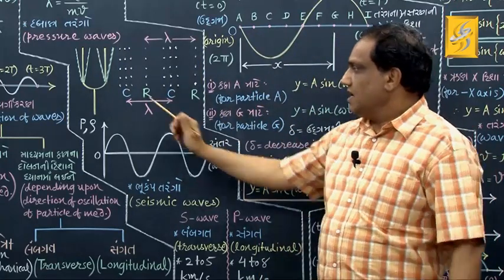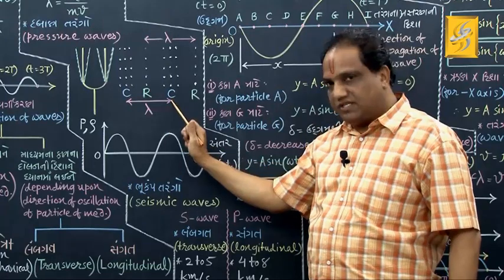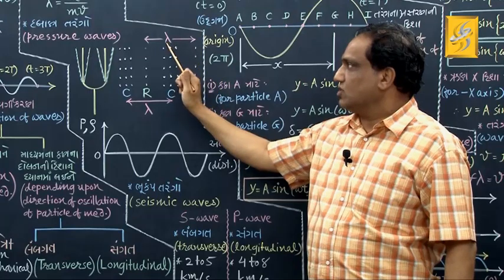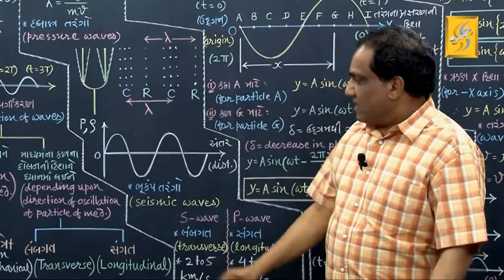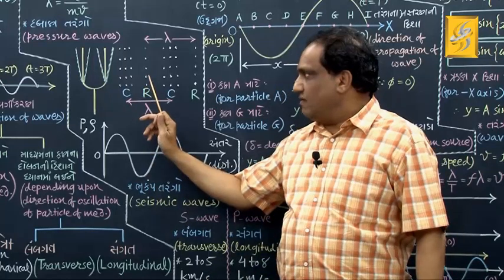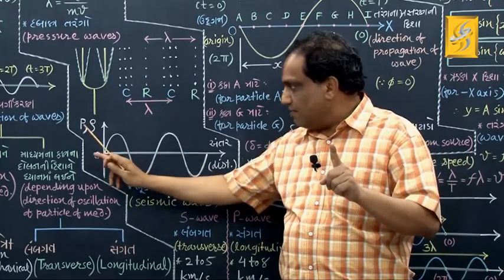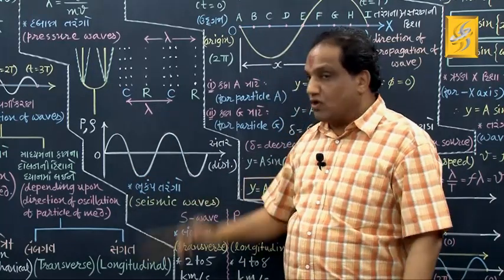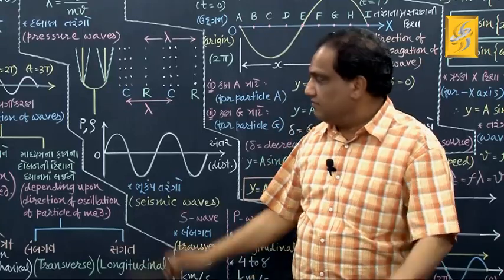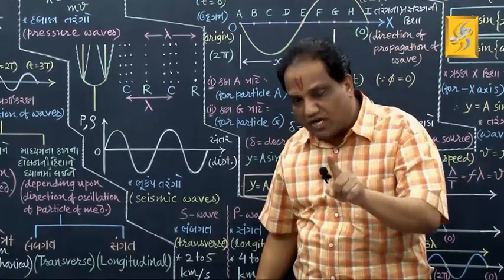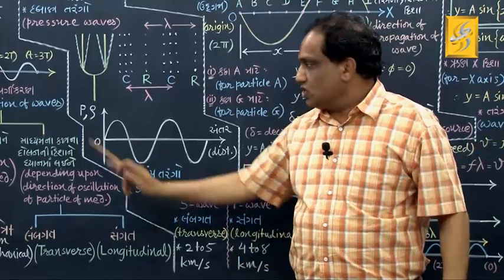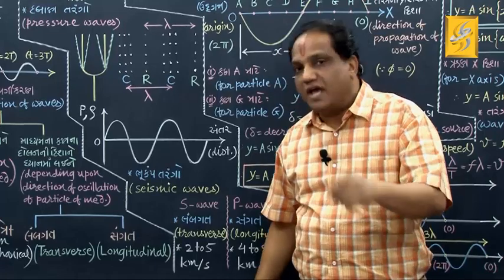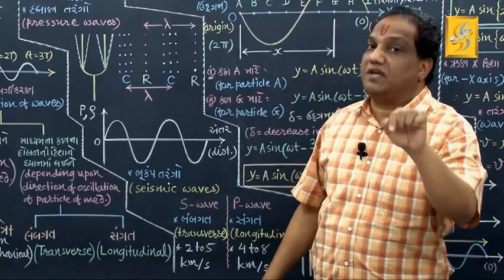The distance between two consecutive condensations is called wavelength, lambda, or you may say the distance between two consecutive rarefactions is also lambda. If you are talking about a given position, then pressure and density go on changing periodically with time. If you are talking about a given moment of time, then pressure and density go on changing periodically with distance. So pressure and density change periodically with distance at a given moment, and periodically with time at a given position.